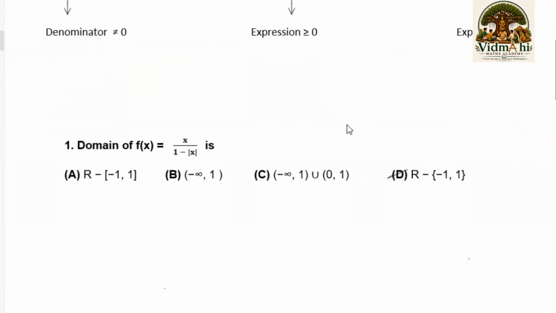So now we will solve the problems based on these three rules. First one: domain of f of x is equal to x by 1 minus mod x is, and the options are A: R minus closed interval minus 1 comma 1, B: minus infinity comma 1, C: minus infinity comma 1 union 0 comma 1, D: R minus {minus 1, 1}.